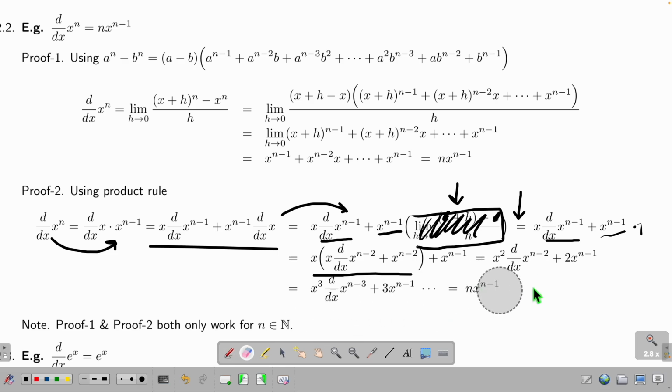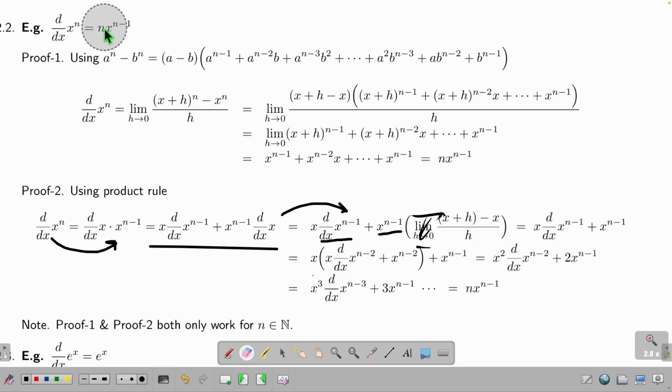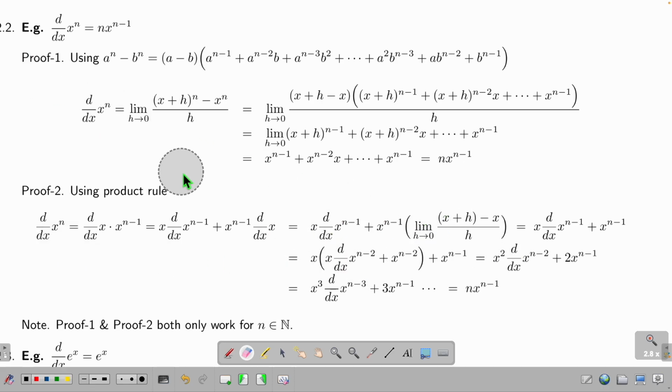Then in the end, I will just keep summing all the terms, and it turns out it's n x^(n-1). So this is a way you prove this simple formula by mathematical induction. This is method 2. You can also prove it by method 1. Method 1 is harder because it requires you to know a to the power n minus b to the power n. You can take out one negative part, and then all the things inside are positive. Then I now do the same thing here.